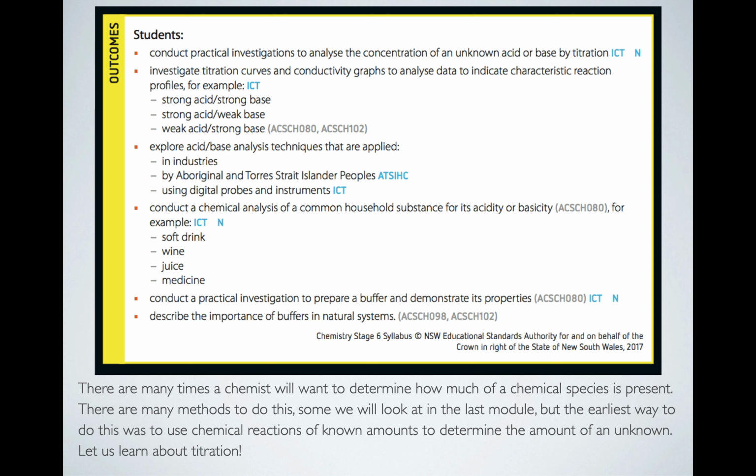There are many times when a chemist will want to determine how much of a chemical species is present. There are many methods to do this. Some we'll look at in the last module, Module 8. But the easiest way to do this is to use chemical reactions. When you use a known amount and react it stoichiometrically, you can determine an unknown amount. Okay, and this method is called titration.